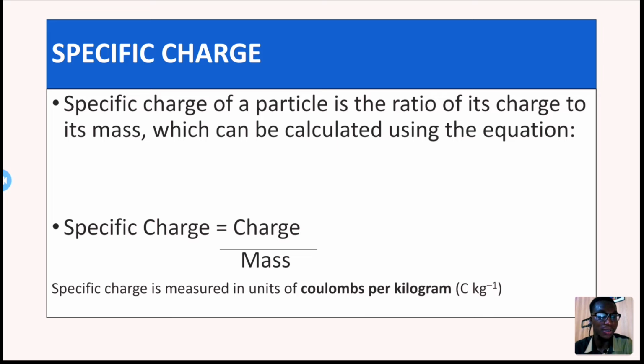And how about the unit? The unit of specific charge is coulombs per kilogram. How did we come about that? Specific charge has its own symbol, charge is Q, mass is M, and charge is measured in coulombs, mass is measured in kilograms, so this is coulombs per kilogram. It's that simple.